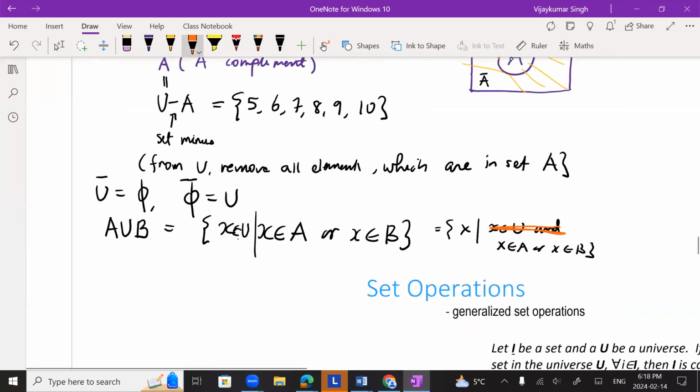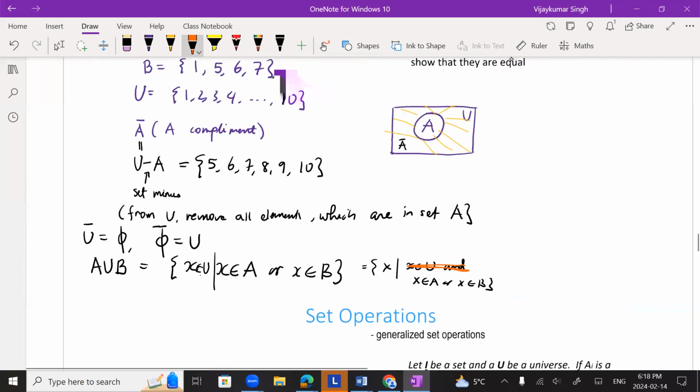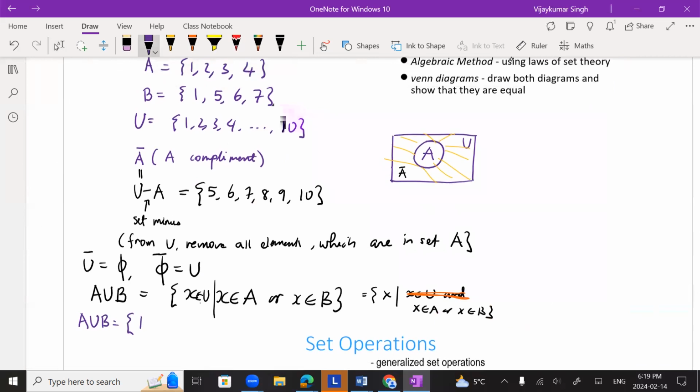Now, what is the intersection? In this case, the union is going to be, let's just work it out. So A union B in our case is going to be 1, 2, 3, 4. So I can write it 1, 2, 3, 4, and then 5, 6.